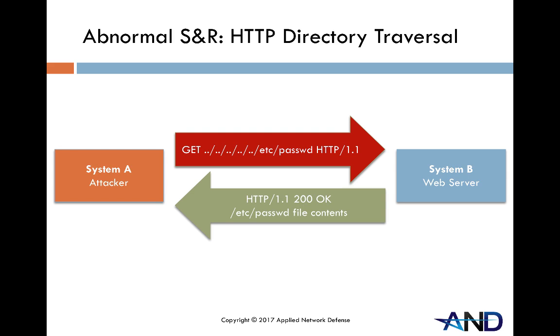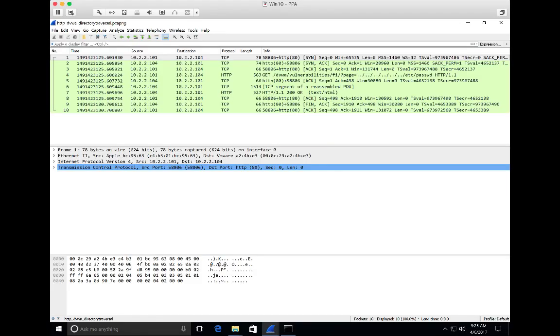So let's actually take a look at this at the packet level so you can see what I'm talking about. I've opened up a file called HTTP DVWA directory traversal. And DVWA is an important acronym because it stands for Damn Vulnerable Web Application, which is a free open source web application you can download and deploy that's inherently vulnerable to a lot of different web-based vulnerabilities.